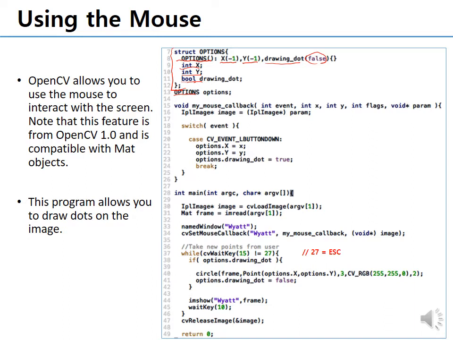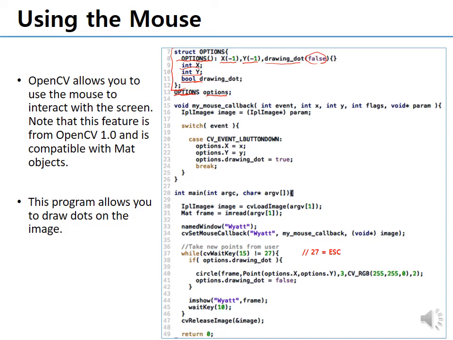In the Options structure, there is x, y. This is the location of a dot, and the Boolean variable is drawing_dot. When drawing_dot is true, they draw the circle, and if drawing_dot is false, they don't. So we declare the options. They use the same name, option. So option is an Options structure.